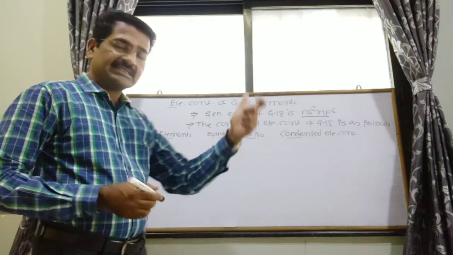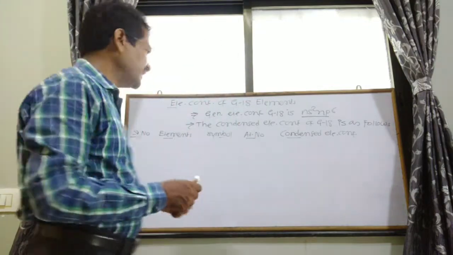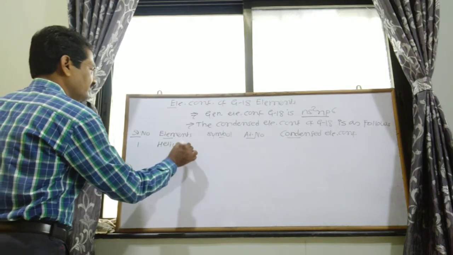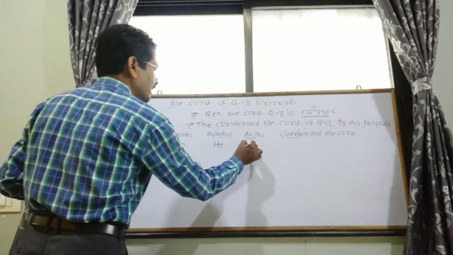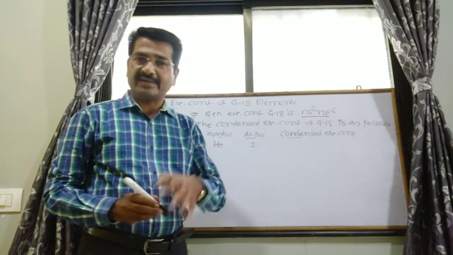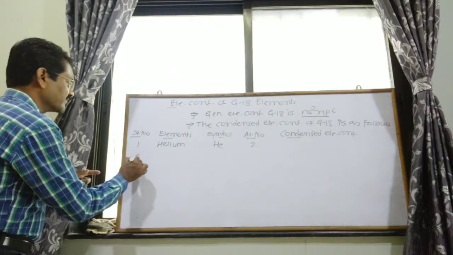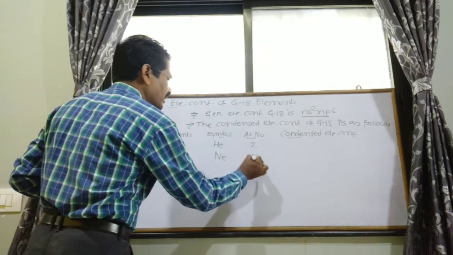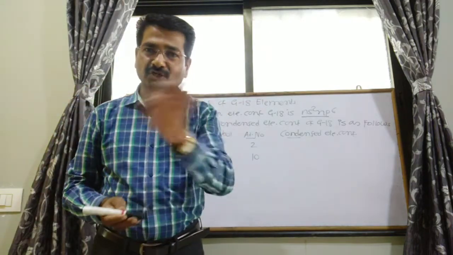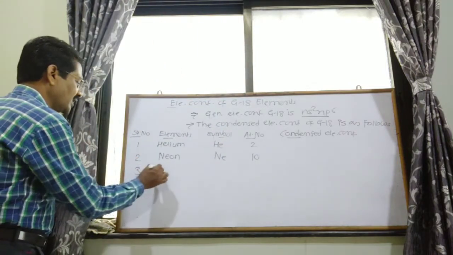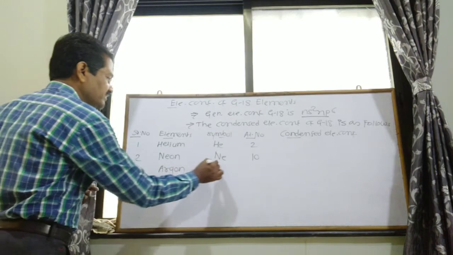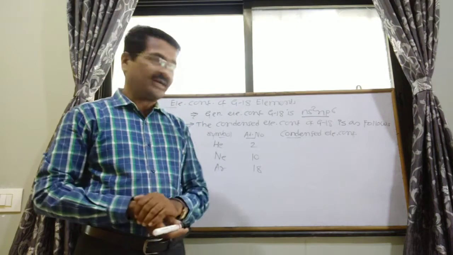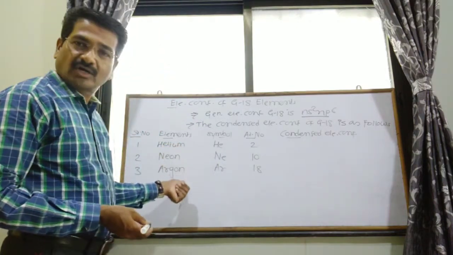First of all, take all 6 elements which are placed in group 18. First is helium, having symbol He and atomic number 2. After that, the second one is neon, having symbol Ne and atomic number 10. Third, argon, having symbol Ar and atomic number 18. Helium, neon, argon.